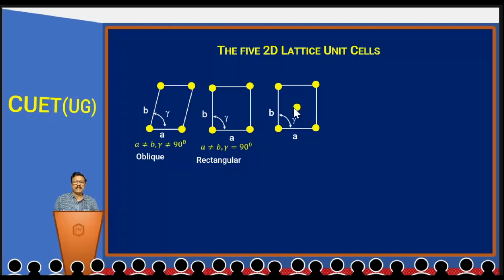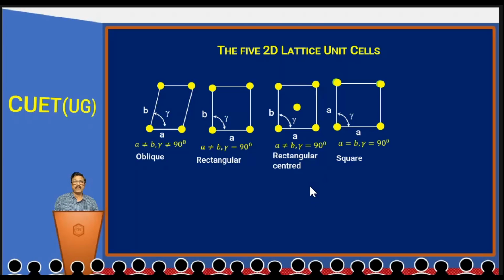And here there is one lattice point at the center of the unit cell. Again A not equal to B but gamma equals 90 degrees, and it is called a rectangular center. Here A and B are the same. Gamma 90 degrees and this is called a square unit cell. And this is hexagonal. A is equal to B but gamma equals 120 degrees. Only these 4 lattice points belong to the unit cell. These 3 are shown just to show the hexagonal shape.